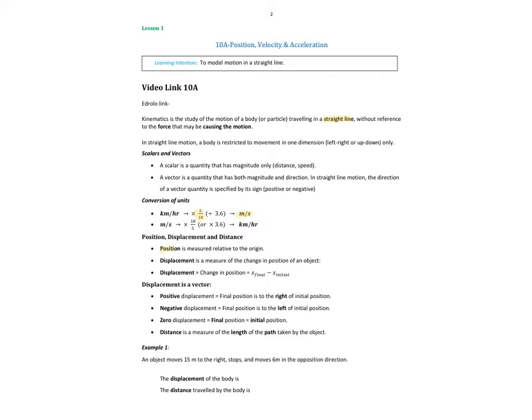Position is where the particle is at any point in time. Displacement is the change in the position, as opposed to the distance. Displacement is a vector: positive to the right of the starting position, negative to the left, and 0 means we're at the starting position. Distance, on the other hand, is the length of the path taken. So you might have a displacement of 0, but you've gone up and gone back, so your journey's been a little bit longer.